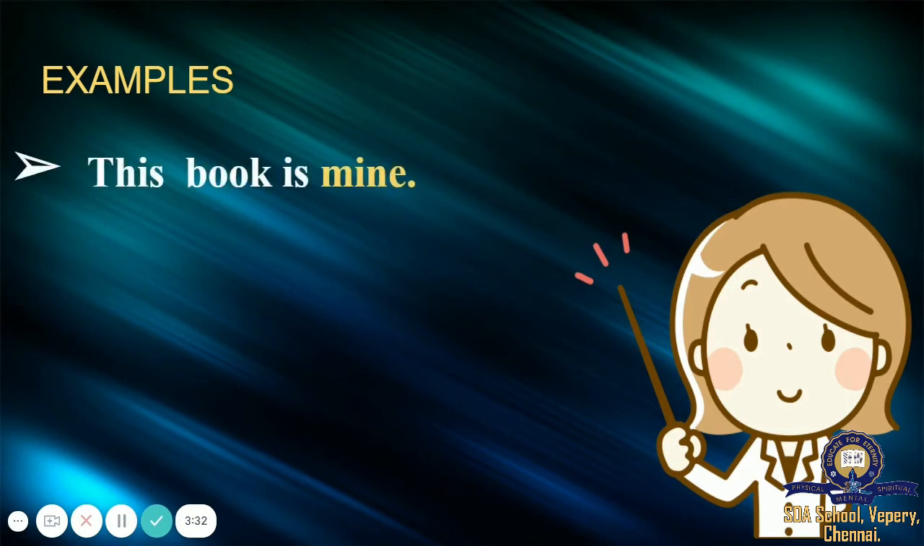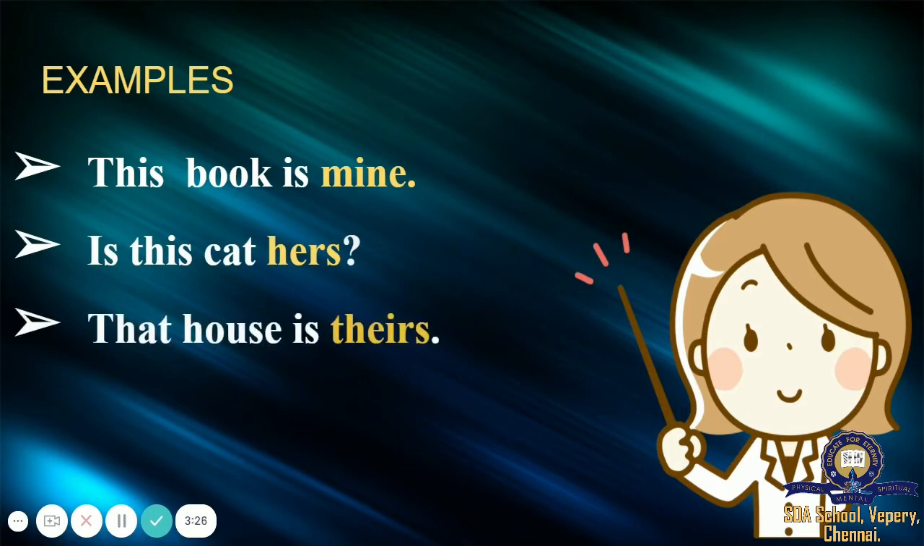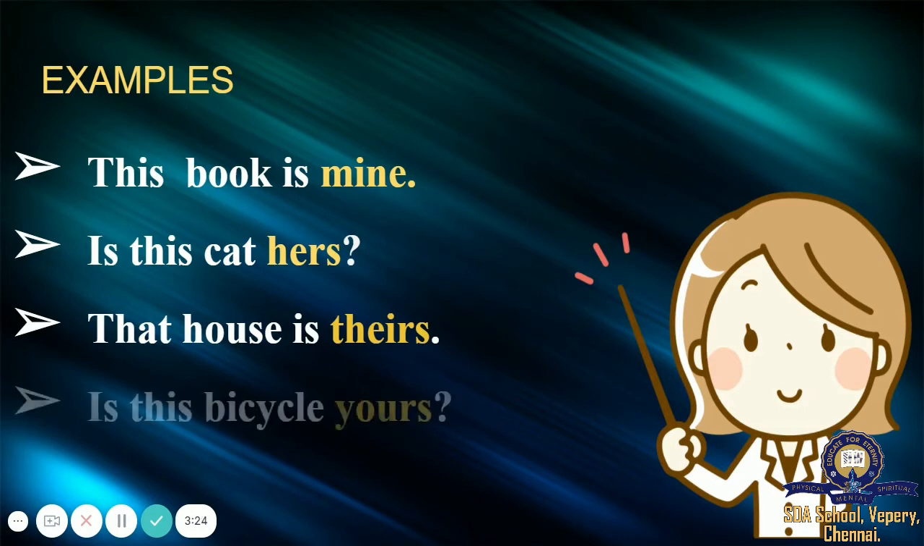This book is mine. Is this cat hers? That house is theirs. Is this bicycle yours? So, possessive pronouns are used instead of nouns for showing possession.